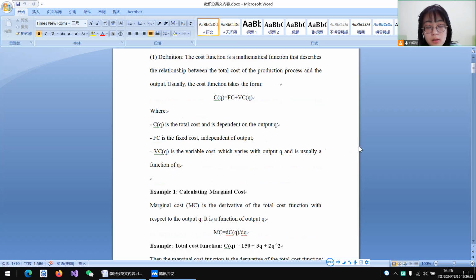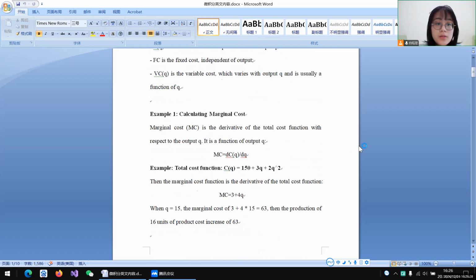Marginal cost, short for MC, is the derivative of the total cost function with respect to the output Q. It is a function of output Q, where MC equals dC(Q) divided by dQ.